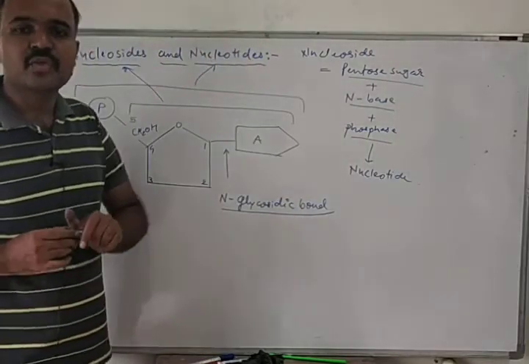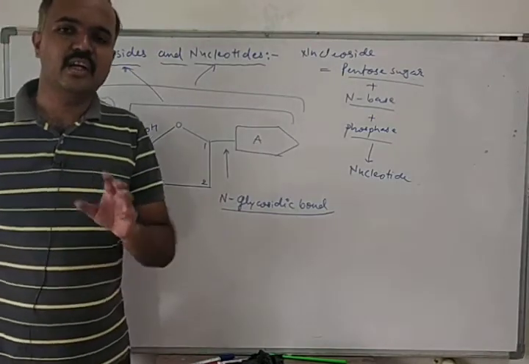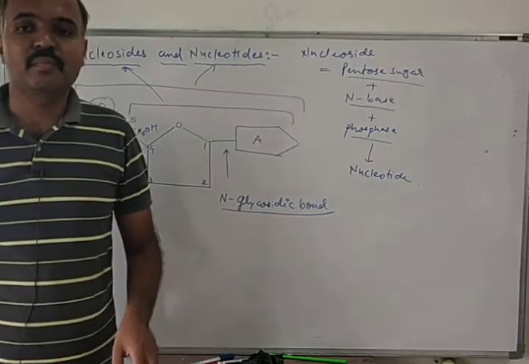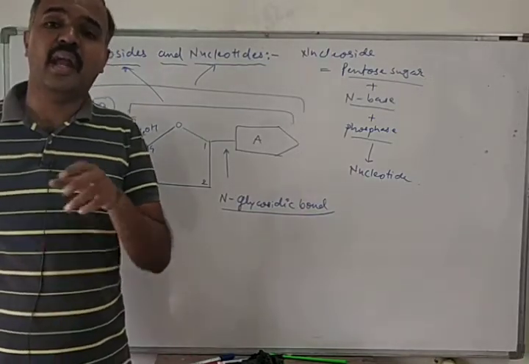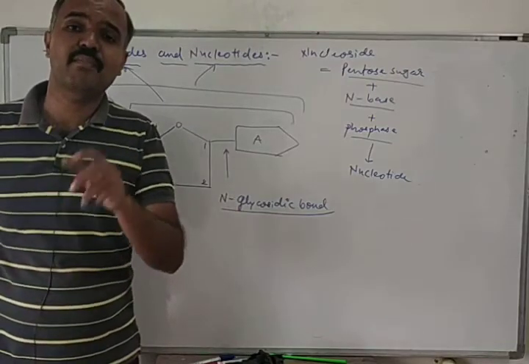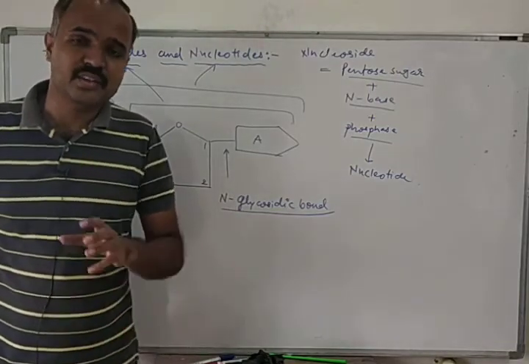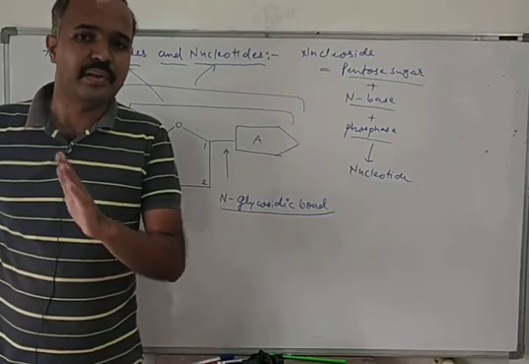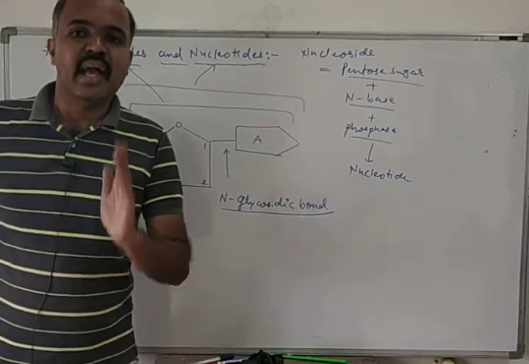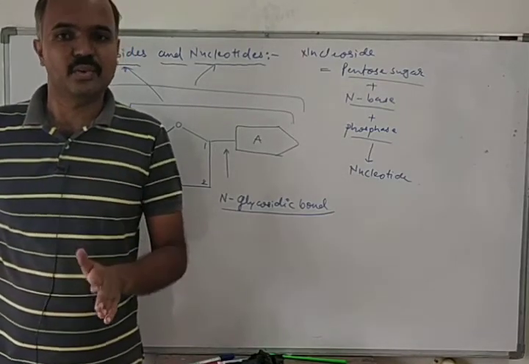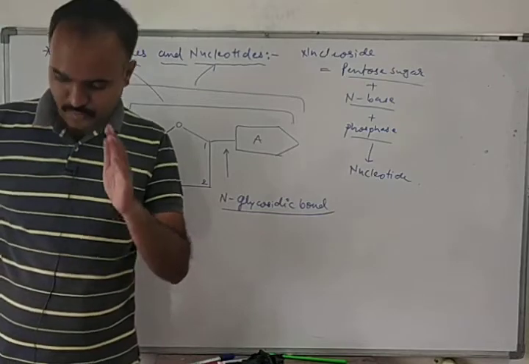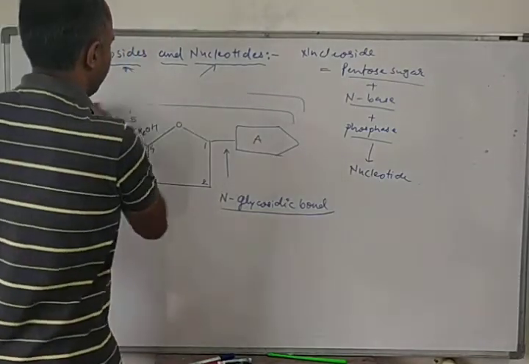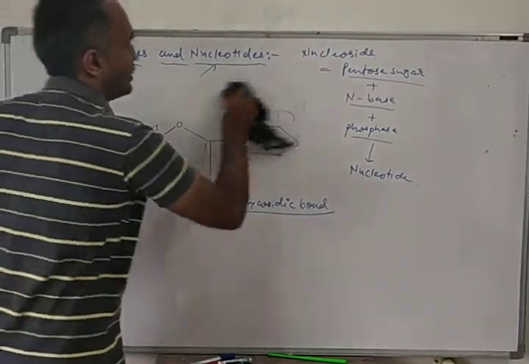Are you getting this? So what is nucleoside? Nucleoside is a nitrogen base along with the pentose sugar. What is nucleotide? Nucleotide is a nitrogen base along with pentose sugar and the phosphate which is added to the fifth carbon of the pentose sugar. So that is known as nucleotide. I hope you are clear with the structure of nucleoside and nucleotides. Now let's see the examples of nucleosides and nucleotides.